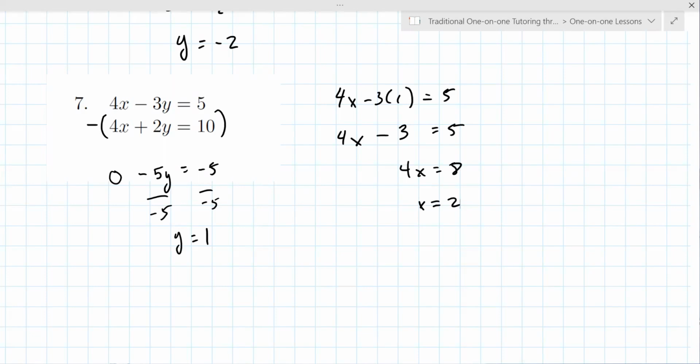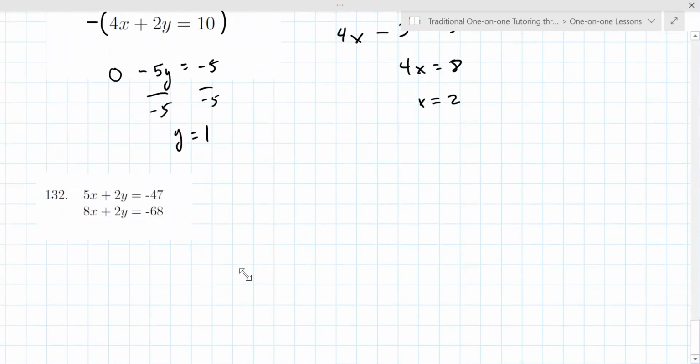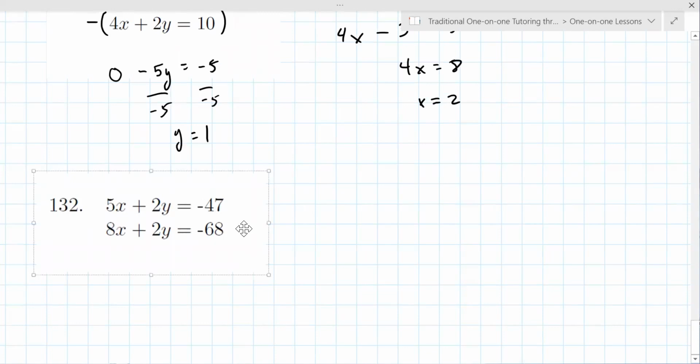Let me give you one here. This one, believe it or not, works out nicely. Let's try one more of these before we move on to a different kind of case. So again, you're going to subtract because you're going to cancel out the y's. And I know the numbers look big on the right, but they do turn into nice numbers also.